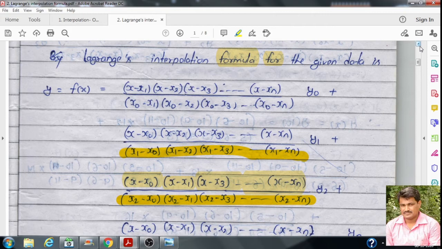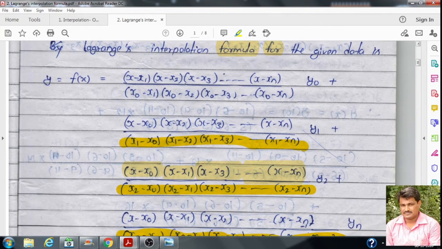That's why first we should know the values of x and y, and we represent them as x0 to xn and y0 to yn. And then we substitute values on the right hand side of this formula to get the interpolating polynomial, and using that polynomial we can find any value of y at any point of x. Now we go for the examples. This formula is very simple.